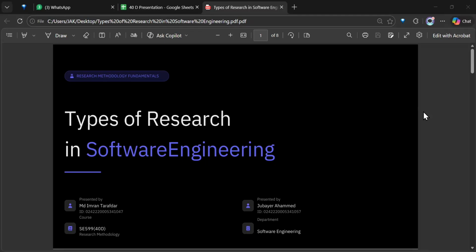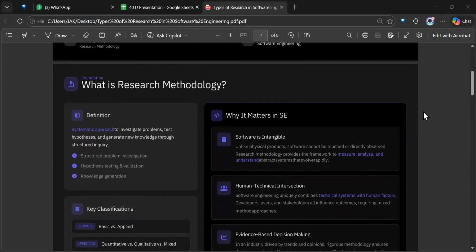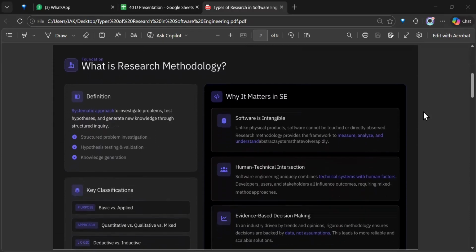Today, me and my teammate Jubair Ahmed will be presenting our presentation on types of research in software engineering as a part of our research methodology course. So what is research methodology? Before we dive into the types, let's establish what research methodology actually means. At its core, it's a systematic approach to investigating problems, testing hypotheses, and generating new knowledge through a structured inquiry.